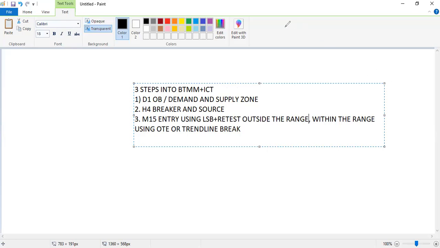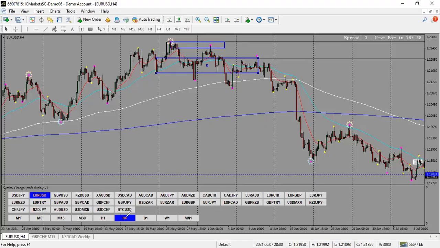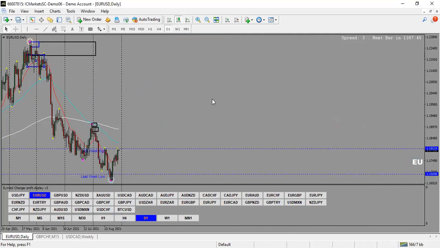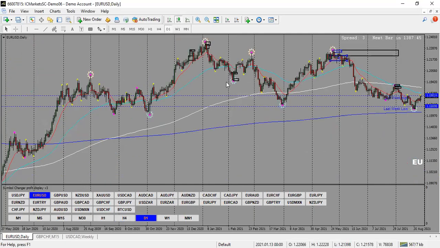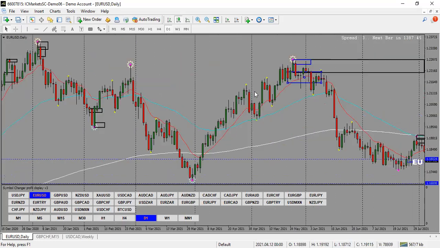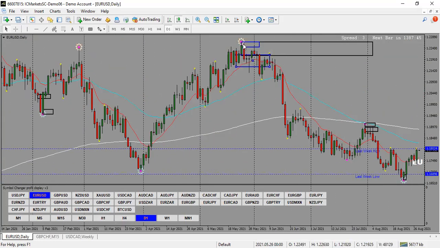Okay. Now, like I said, whenever a breaker and source is formed, a trend has changed bias from a bullish bias to a bearish bias. Now look here. This was our daily time frame demand zone, right? These are daily time frame order blocks. Did you see that? So price did a retest of the order block, which is something like this.